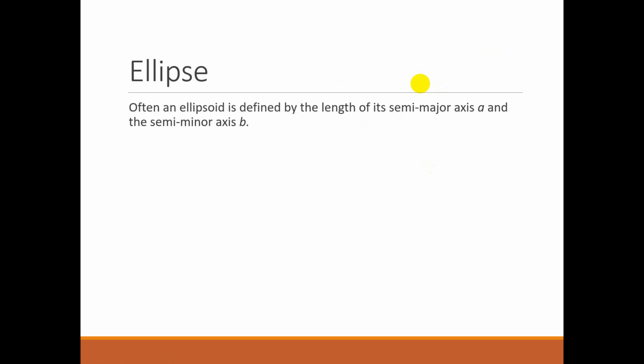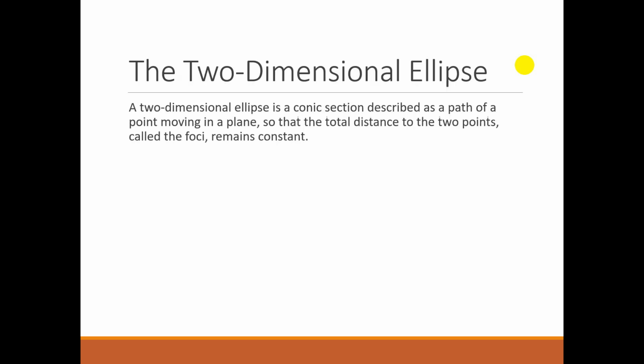Often, an ellipsoid is defined by the length of its semi-major axis A and the semi-minor axis B. So, the major axis is the longest diameter of an ellipse. Okay? And the minor axis is the shortest diameter of an ellipse. A two-dimensional ellipse is a conic section described as a path of a point moving in a plane so that the total distance to the two points, called the foci, remains constant.